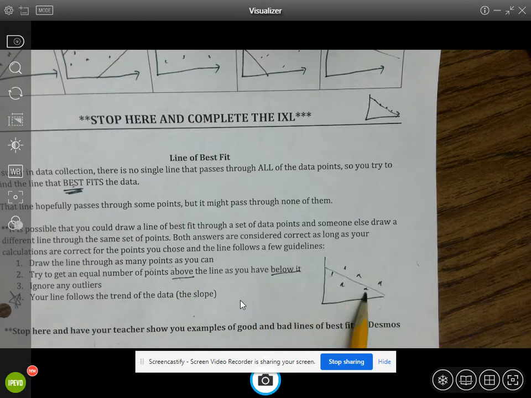I have 1, 2, 3 points below and 1, 2, 3 points above. Now, if there are more data points, maybe I have 4 down here and only 3 up there, and that's fine. But you don't want to have 3 down here and 10 up here. That's not fine. And then make sure it follows your slope. This line is pretty good.